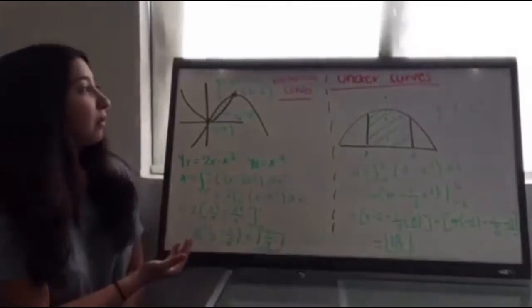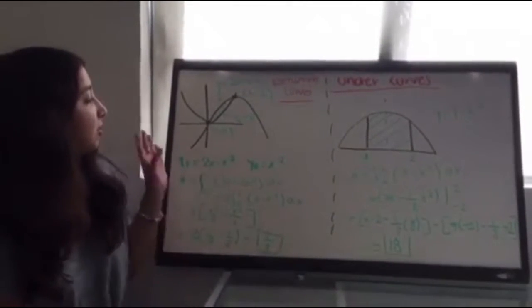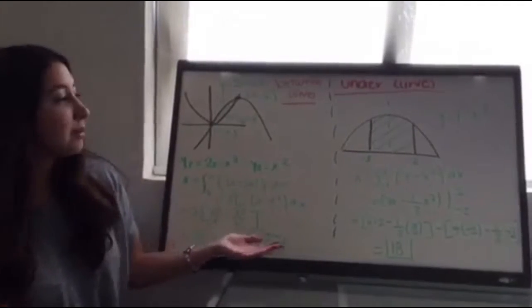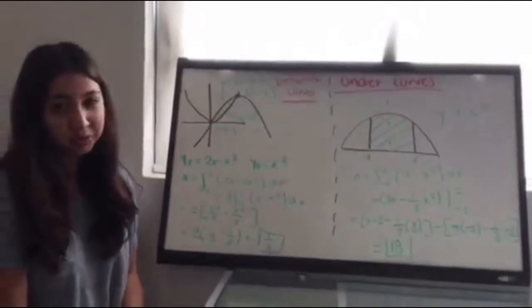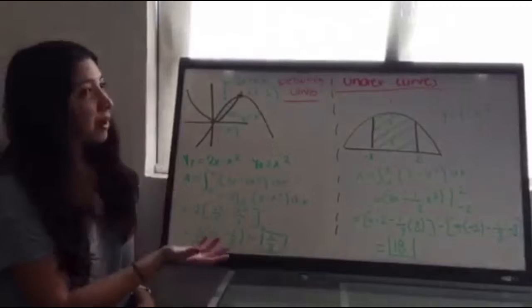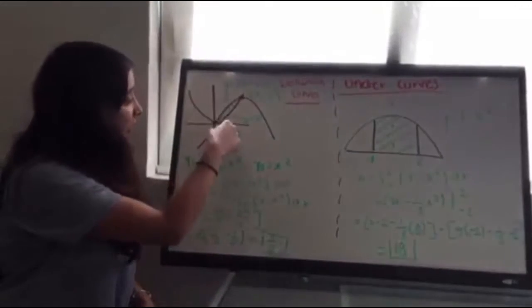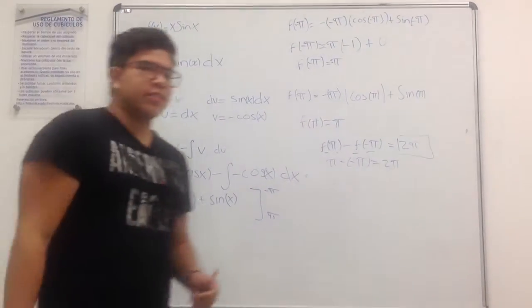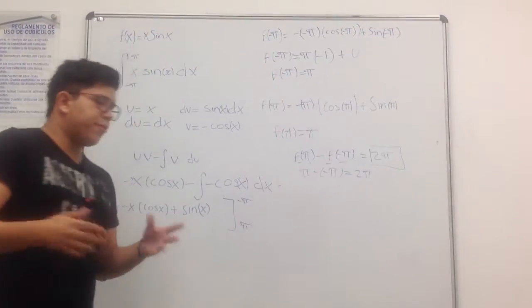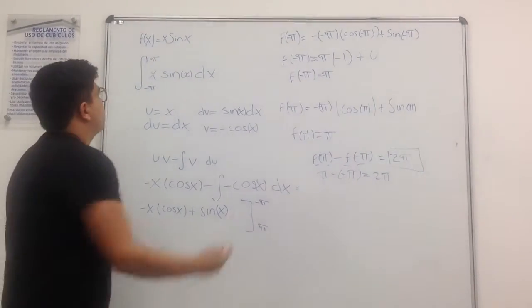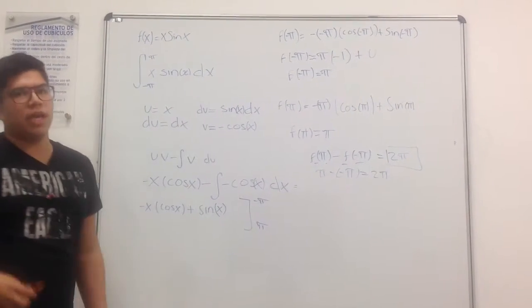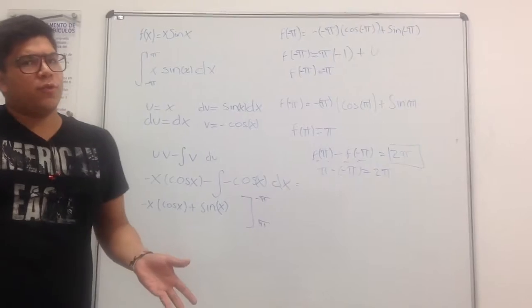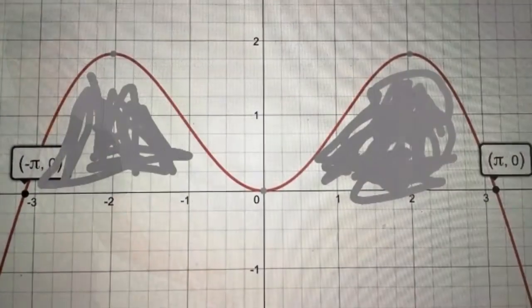Here is one example of an area between curves, and here is another example of area under curves. As you can see, the area we need to find in this one is this one, and the area we need to find in this one is this one. So for our project we are asked to get the area under the curve of this function, which is x times sine of x. First we have to graph the function.